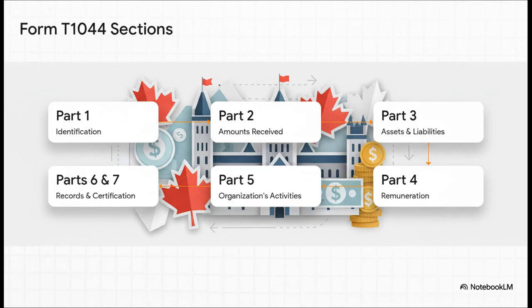Part 1 is just the basics, name, address, business number, you know the drill. Part 2 is about the money that came in. Part 3 is just a simple balance sheet, what you own and what you owe. The other parts cover things like how much people were paid, a description of your activities, and of course the signature at the end. At the end of the day, this whole form is really just about being transparent.